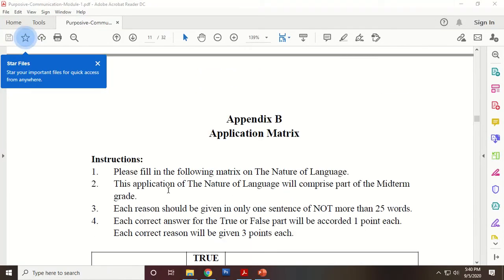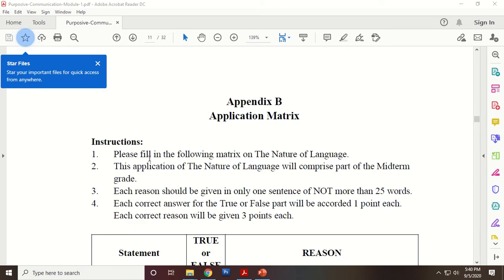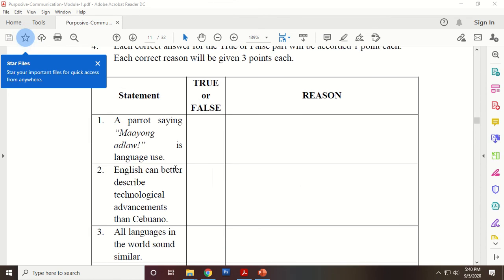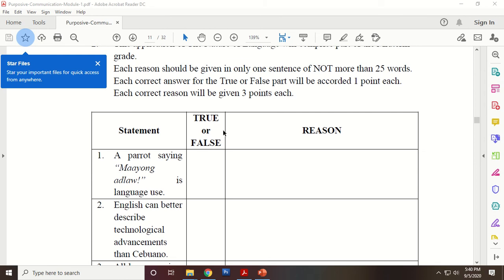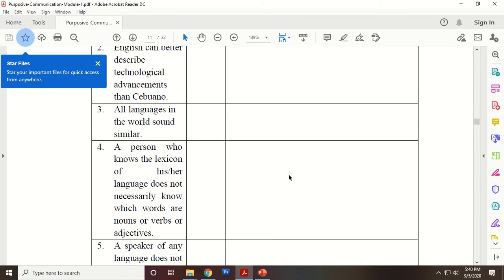Now we are going to proceed with Appendix B. This is the application, I think. Please fill in the following matrix on the nature of language. In this case, class, you still need to answer this. I'll only ask for one sentence. Is it true for you or is it false? Give a reason, one sentence only, not more than 25 words. Please don't write too much, so it's not a burden on your part. Why do you believe this statement is true? Why do you believe this statement is false? Again, just one sentence.